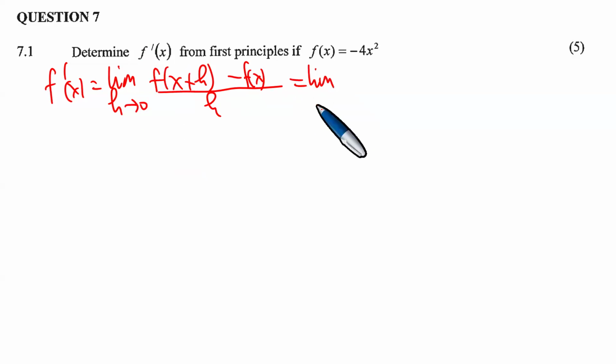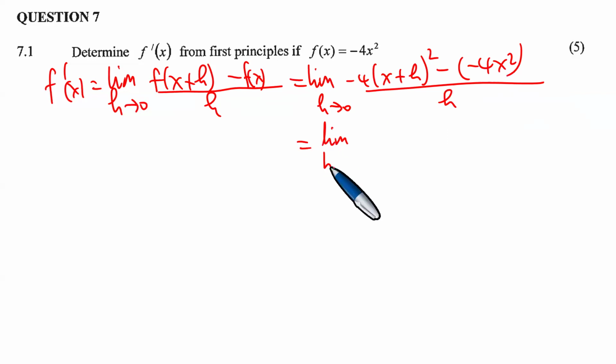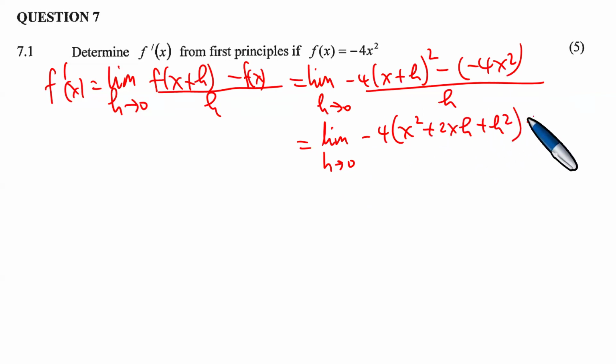So that you have the limit as h tends to 0 of minus 4 of x plus h, you square this, minus that squared, over h. This is the limit as h tends to 0 of minus 4 times, you square this, which is x squared plus 2xh plus h squared, plus 4x squared. You divide everything by h, like so.